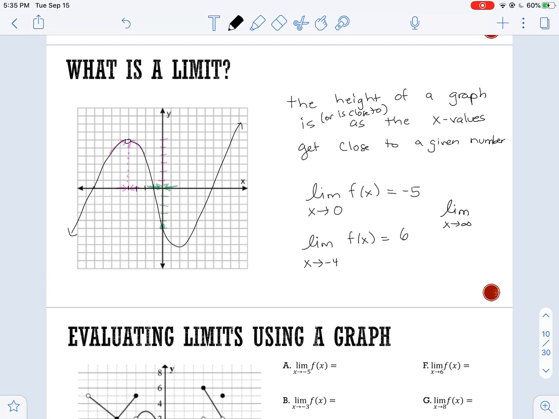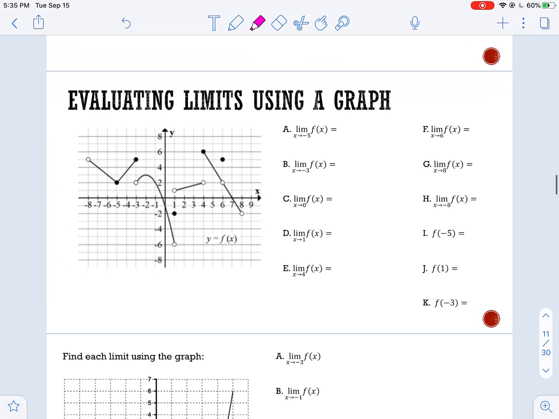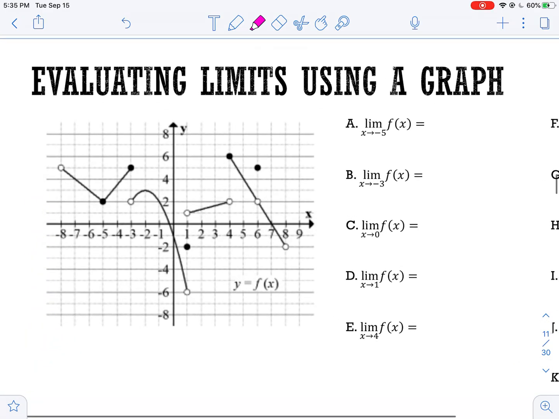I can also talk about what's happening at the ends of my graph. What's happening as the x values are getting really, really big? I'm going all the way out on the right-hand side of my graph, and my x values are getting big. Well, my heights, notice there's a tail here, my heights are going up. So they are getting closer and closer to infinity. So that limit would be infinity. So again, a limit is the y value that your graph is getting closer to as your x values converge at a certain location. So let's look at this example.